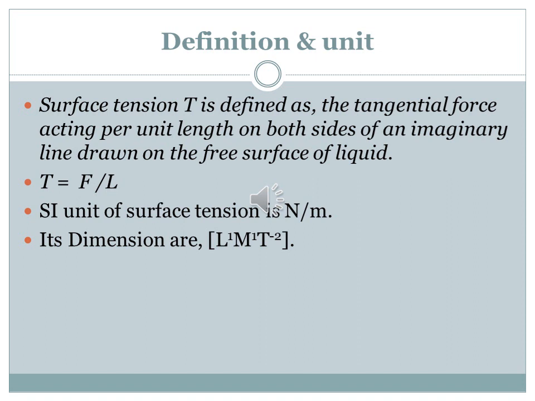Then its dimensions. What will be its dimensions? We have to consider the dimension of F and the dimension of L. By combining both of them, we get dimensions L^1 M^1 T^-2. L^1 M^1 T^-2. Okay.